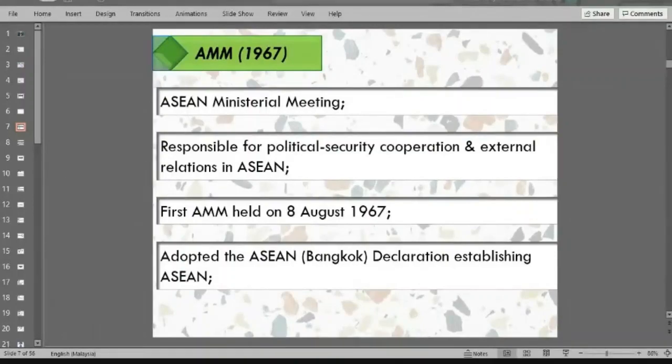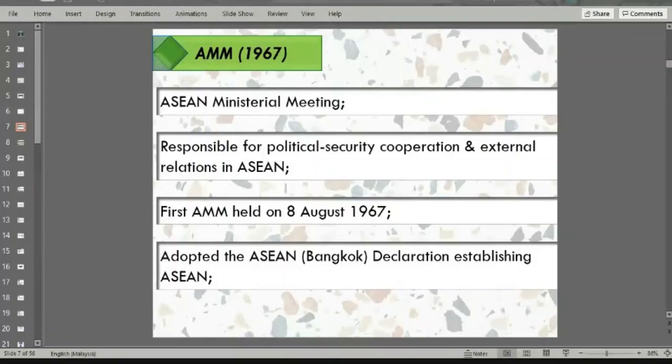The main purpose of the AMM is to discuss the developments in terms of political and security cooperation, as well as external relations, or foreign relations, in ASEAN. So they're responsible for that part of ASEAN's regional cooperation. Anything to do with political security and also foreign relations will be handled by the AMM, or the ASEAN Ministerial Meeting. The very first AMM was held on 8 August 1967.